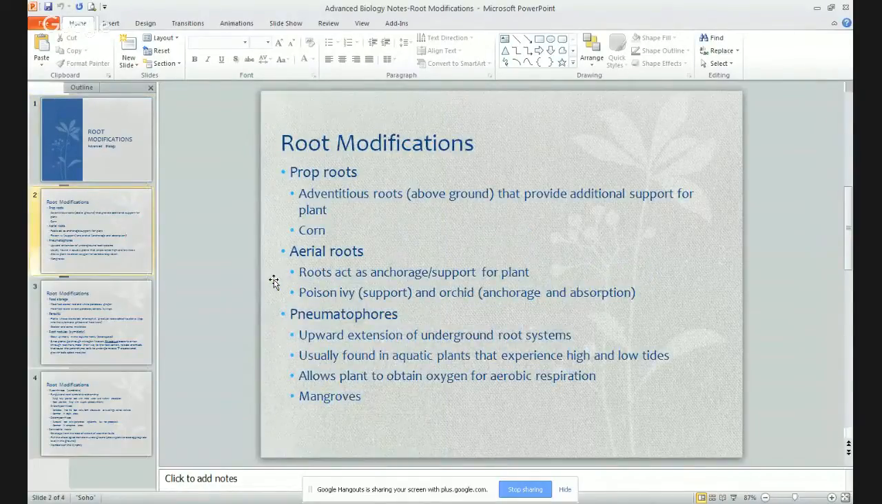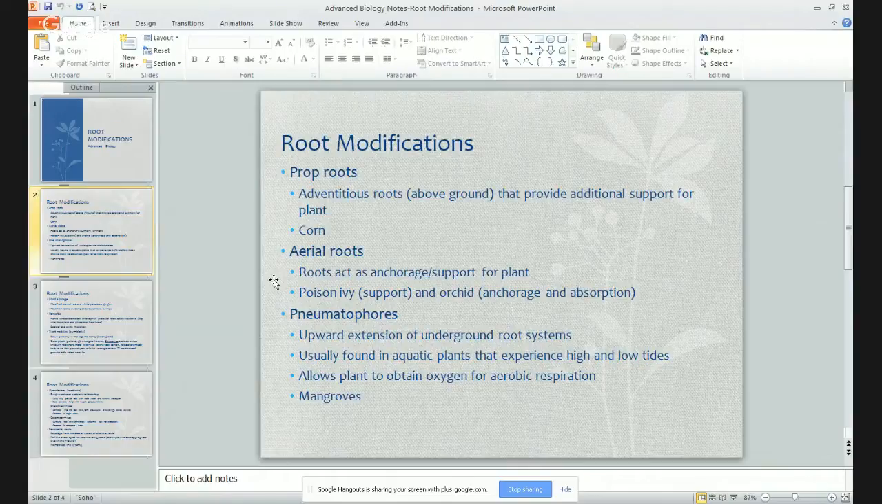The first type of modification we're going to talk about are structures called prop roots. They're adventitious roots, so it's kind of like the fibrous root system of the monocots. So there's tons of roots spreading out. There's no one single main root. They're just kind of a big mass of roots. In this case, these are going to form above ground instead of below.